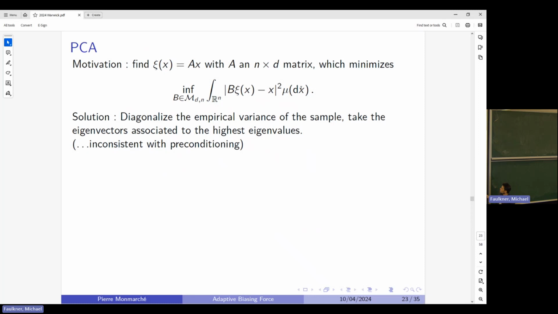If you take big psi equal to 0, you have x squared. You can expand that on the eigenvalues of the variance, and the solution to minimize that is just to take xi to be given by the projection of x on the eigenspaces of the variance with the highest modes.